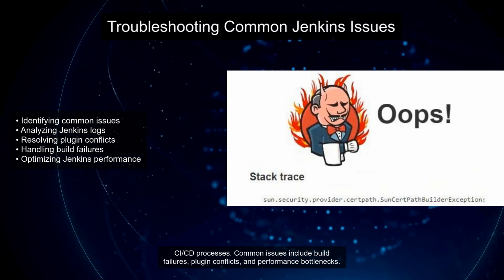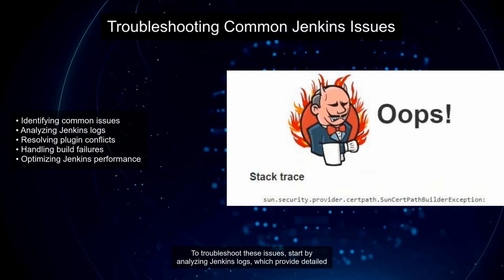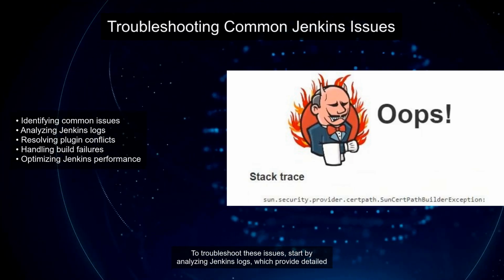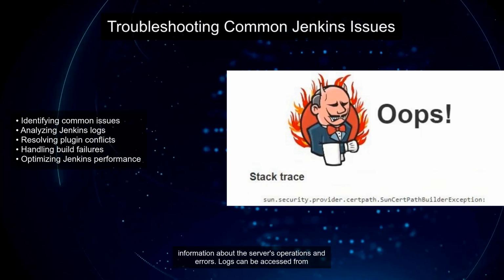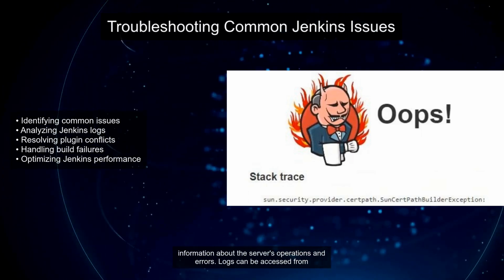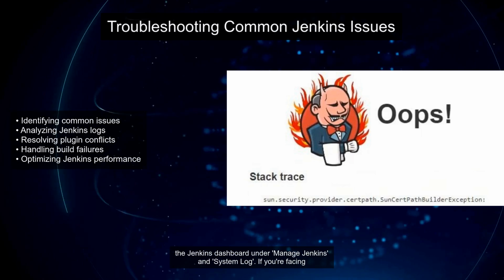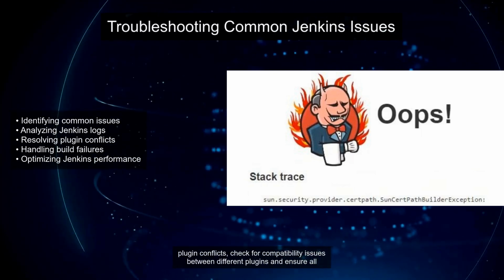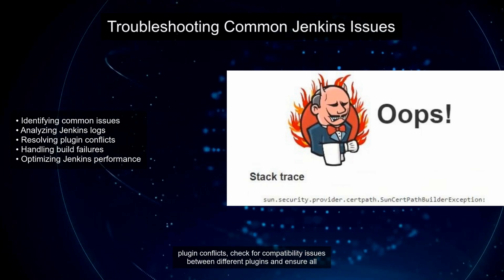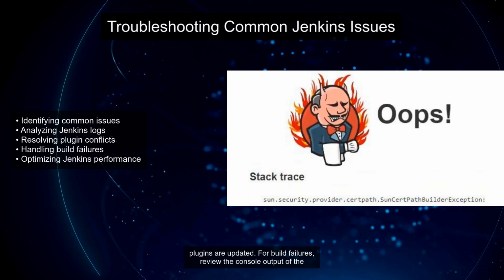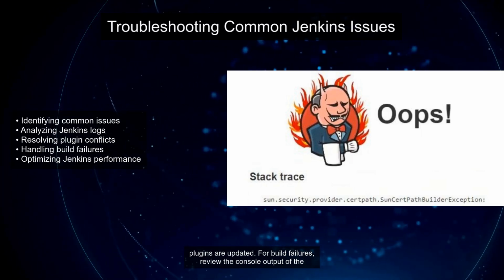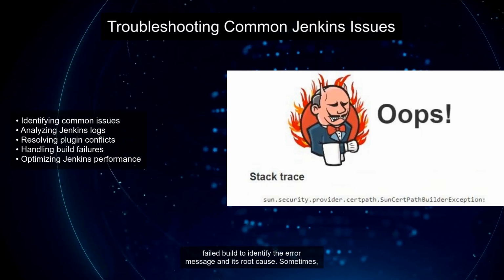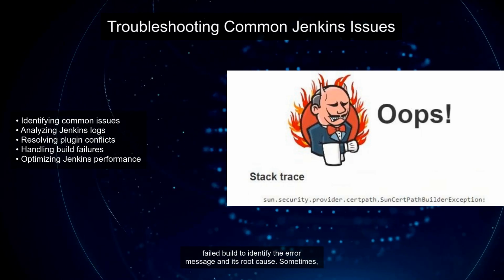Common issues include build failures, plugin conflicts, and performance bottlenecks. To troubleshoot these issues, start by analyzing Jenkins logs, which provide detailed information about the server's operations and errors. Logs can be accessed from the Jenkins dashboard under Manage Jenkins and System Log. If you're facing plugin conflicts, check for compatibility issues between different plugins and ensure all plugins are updated. For build failures, review the console output of the failed build to identify the error message and its root cause.